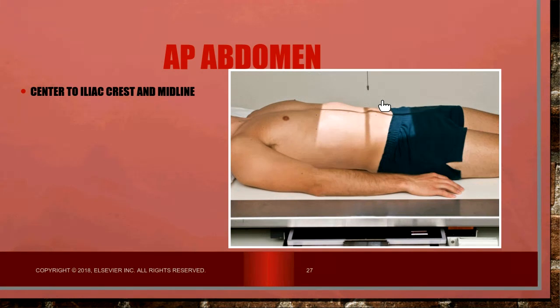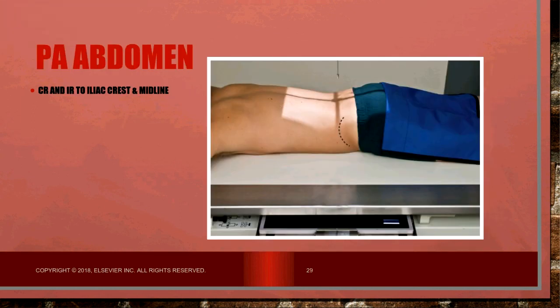and that you're able to prove that. They also reference on page 120 that you could do what's called a PA abdomen, where the patient is prone. You might have to do this if the patient has a reason they're not able to lie on their back for whatever reason. Basically, you would do the same exact thing, except the patient would lie prone. You would center to the iliac crest and midline, same kind of technique, 80 kVp at 10 mAs, and make the exposure at the end of exhalation.